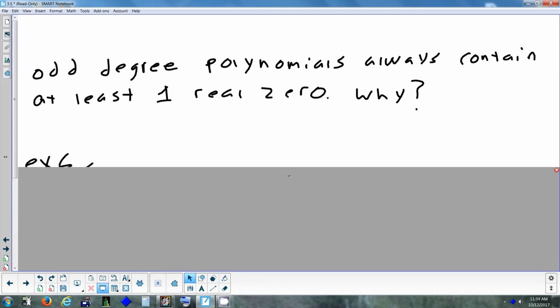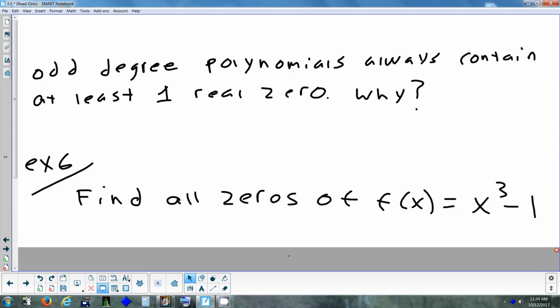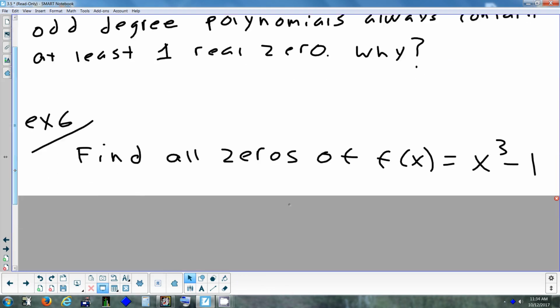They're continuous, exactly. So because it's continuous and it goes up forever and down forever, it's going to automatically cross the x-axis somewhere. So, knowing that fact, you know that this function, an odd degree polynomial, is going to cross the x-axis somewhere.